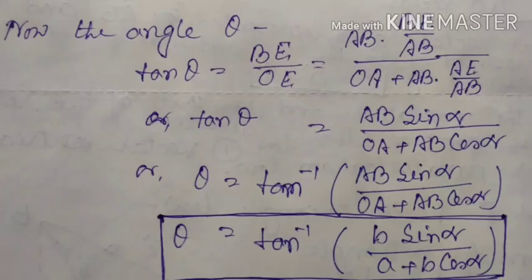Now we have to find the direction, that is, angle theta. Now tan theta is equal to BE by OE according to the figure. We can replace BE by AB into BE by AB, and OE by OA plus AB into AE by AB, or tan theta is equal to AB sin alpha by OA plus AB cos alpha. So theta is equal to tan inverse of AB sin alpha by OA plus AB cos alpha. Using the modulus value of these vectors, we can find theta is equal to tan inverse of B sin alpha by A plus B cos alpha.